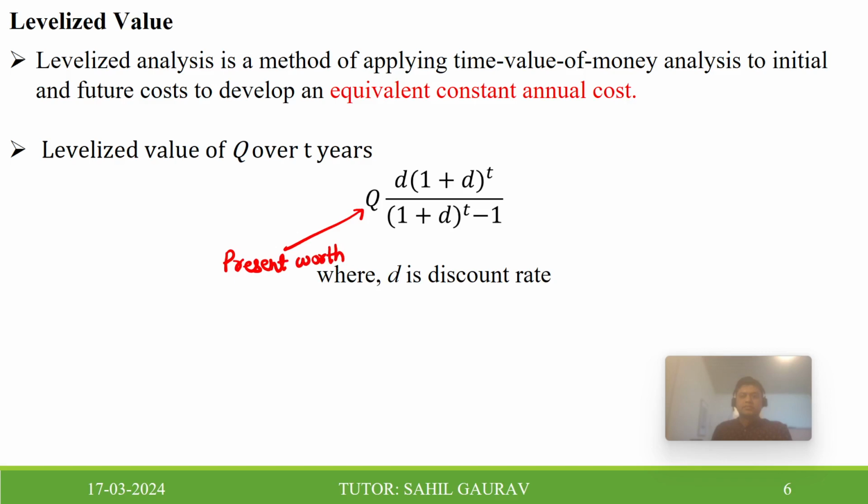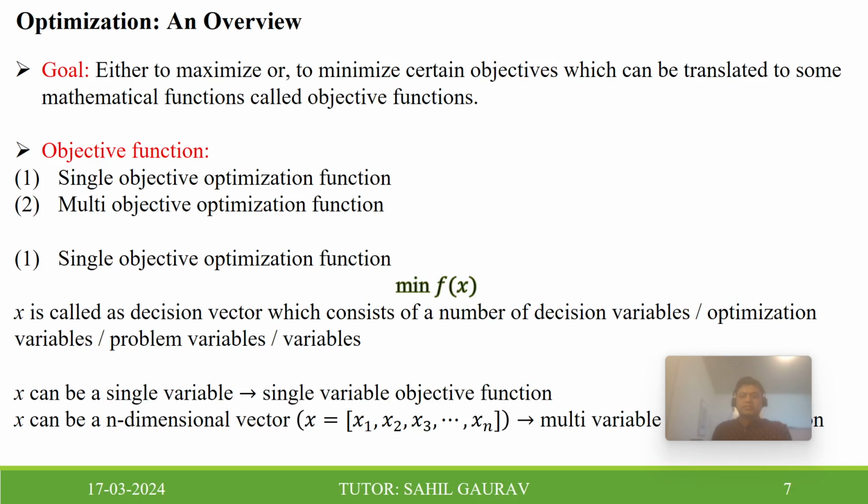So this is all for power distribution system planning for economic aspects. Now coming to the different models and solution strategies, in that optimization plays an important role. What is the goal of optimization? The goal is either to maximize or to minimize certain objectives, which can be translated to mathematical functions that are called objective functions.